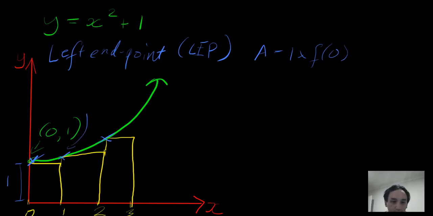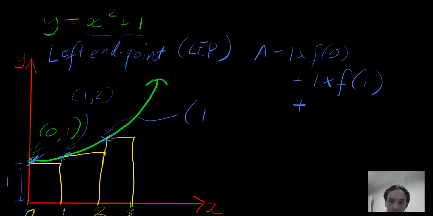So just labeling this one over here, this is 1, 2. When you sub x equals 1 into this rule up here, you get 1 squared plus 1. Add the width of 1 multiplied by f of 1, or this is 2. And we also add this coordinate over here, which is 1, what is it?